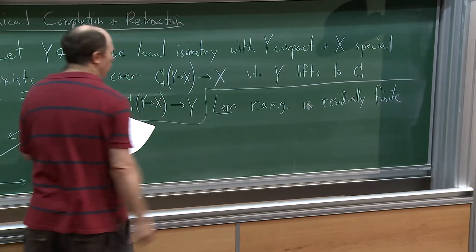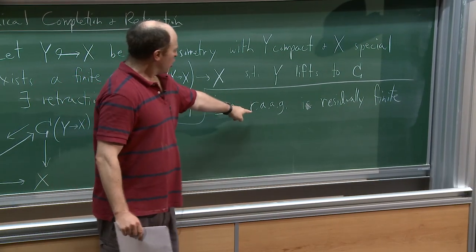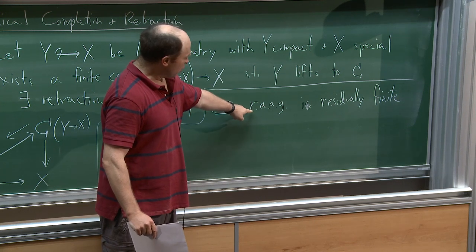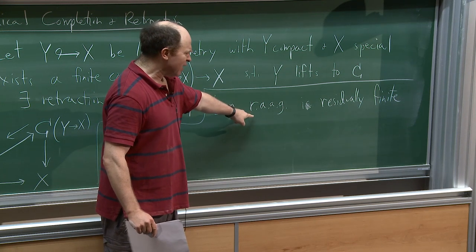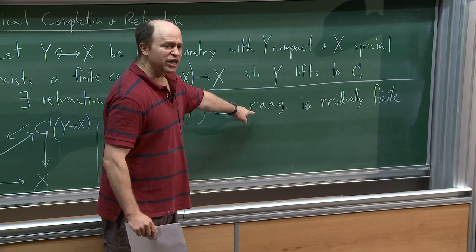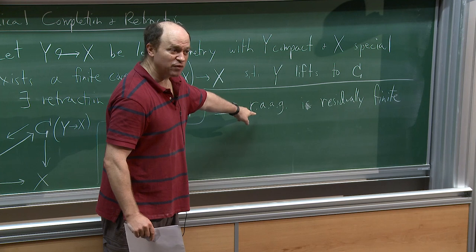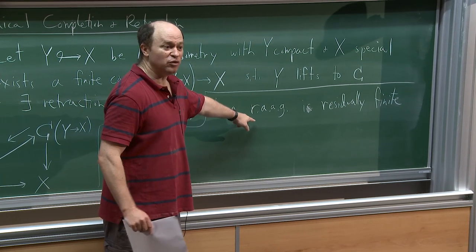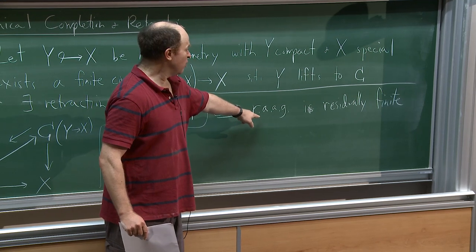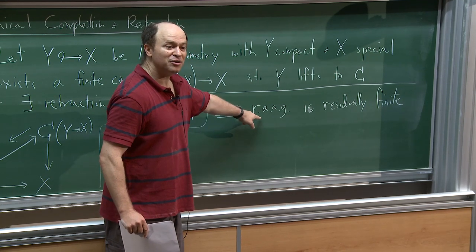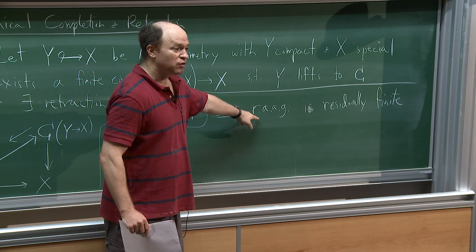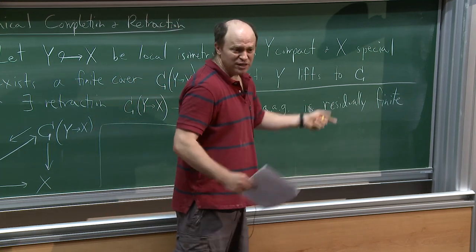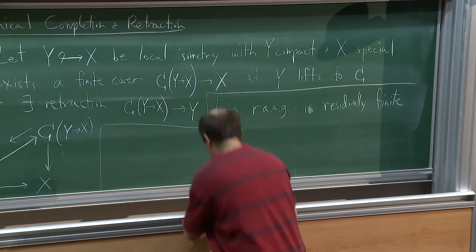So why are right-angled Artin groups residually finite? Well, one way of proving it, you could prove it in many ways, is that right-angled Artin groups are subgroups of Coxeter groups. They're subgroups of right-angled Coxeter groups, actually. And right-angled Coxeter groups, I think, are widely known to be linear. Okay? And finitely generated linear groups are residually finite. So that's one of the explanations.